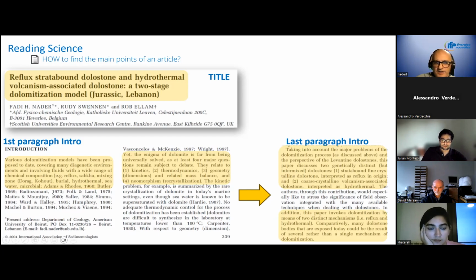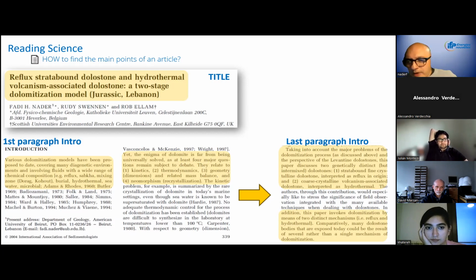And then I look at the way the paper is written. In the first paragraph of the introduction: various dolomitization models have been proposed to date, covering many diagenetic environments and involving fluids with a wide range of chemical composition, reflux, subkha, mixing, etc., all the models. Yet the enigma of dolomite is far from being universally solved. At least four major questions remain subject to debate: kinetics, thermodynamics, geometry, etc. So now I know the scope of the research in this paper. If I'm interested in this, then I continue. If not, no go, I stop.